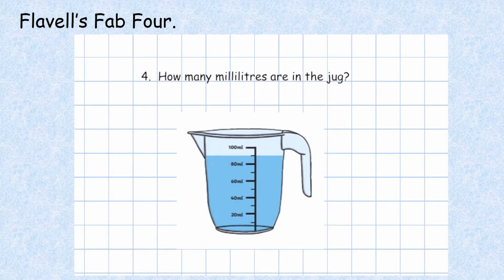How many millilitres are in the jug? Well, okay, we've got to notice actually that the jug is going up in 20, so 20, 40, 60, 80. It's between the 80 and the 100, so this has got to be 90 millilitres in the jug.